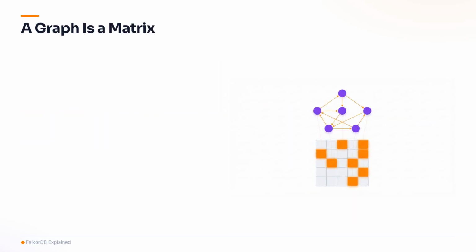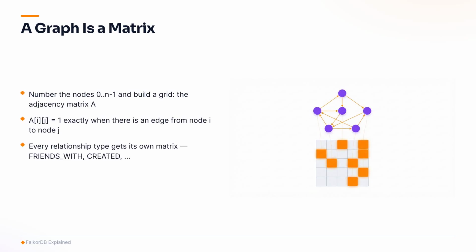Here's the key insight. Take any graph and number its nodes, 0 through n-1. Now build a grid with one row and one column per node. Put a 1 in row i, column j, exactly when there's an edge from node i to node j. That grid is called the adjacency matrix. In FalkorDB, every relationship type gets its own adjacency matrix, one for friendships, one for created posts, and so on.